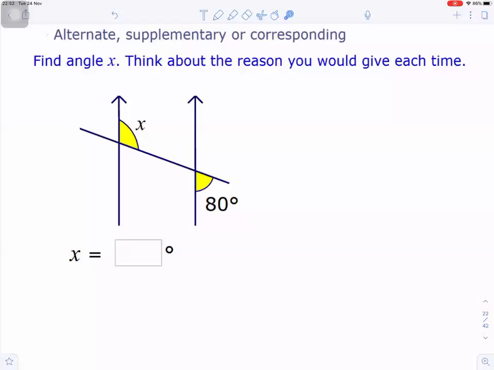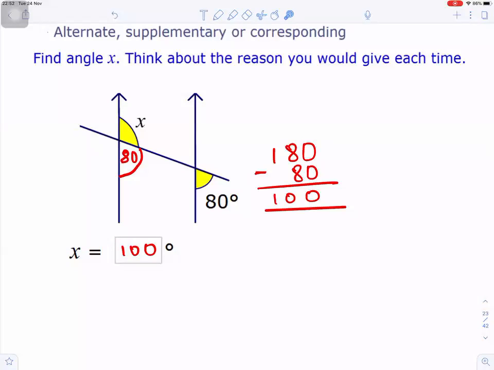For this one, you can pause it and try it. Find angle X. Think about the reason you will give each time. Angle X is 100 degrees. How do we get that?